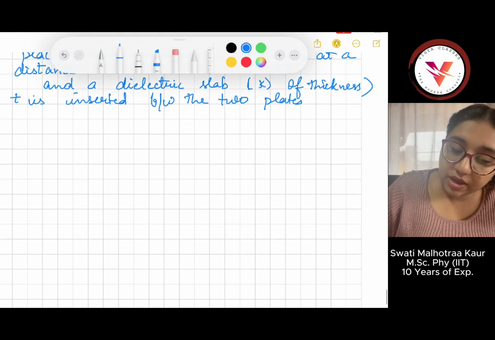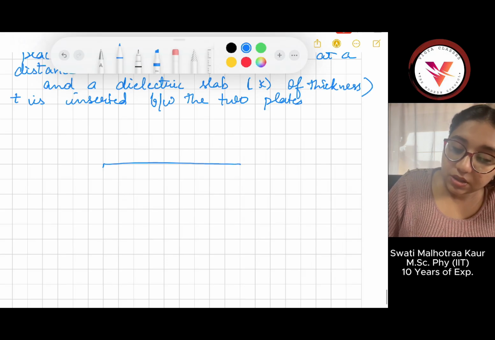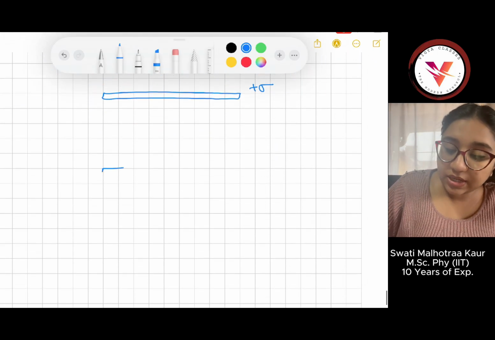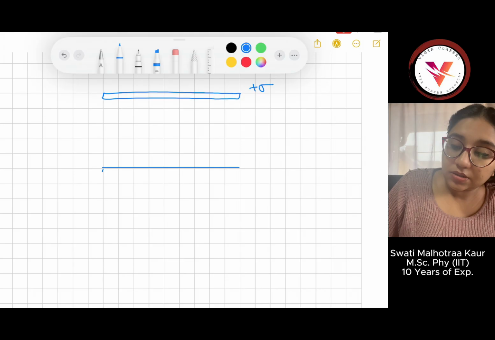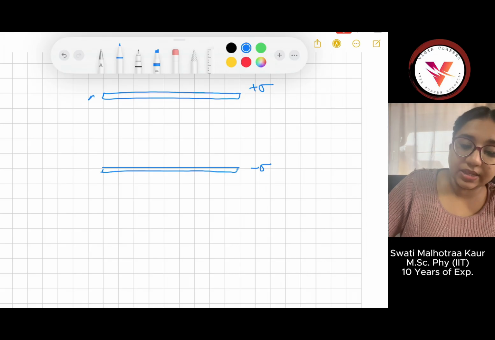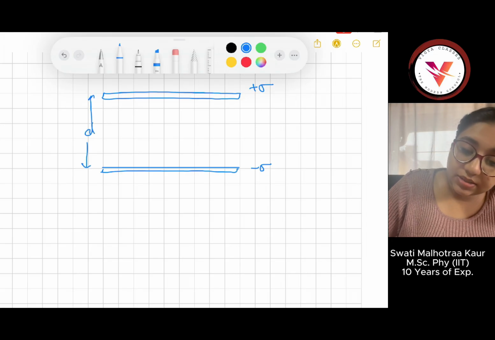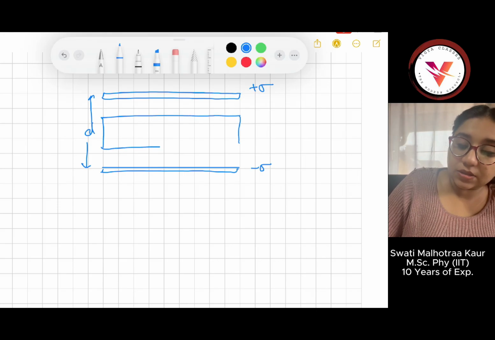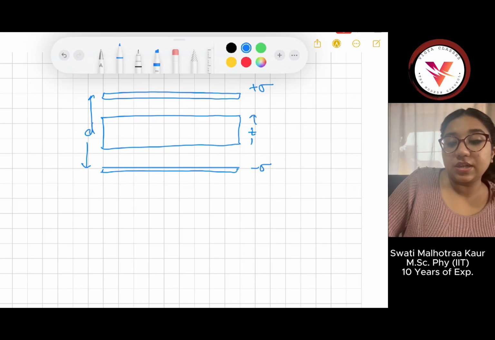Okay, so you have one conductor of area A having surface charge density plus sigma. Then you have a second conductor having surface charge density minus sigma. Both have area A, separated by a distance d, and there is a slab of the same area of cross section, something like this. Okay, of thickness t.